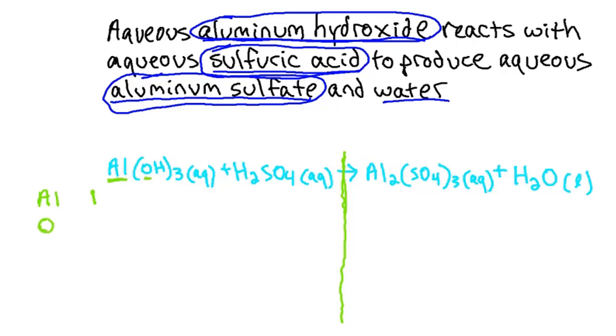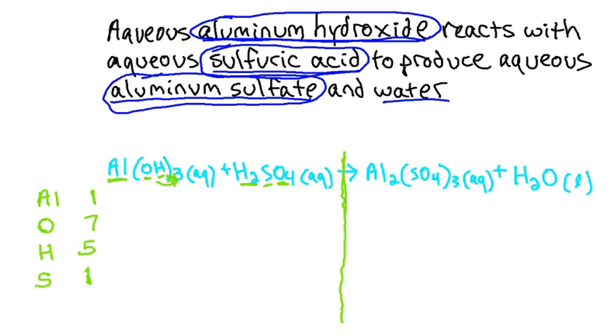And how many oxygens are there in this entire left-hand side of the green line? So there's 3 oxygens here, and then there's another 4 oxygens here. So that's going to be 7 oxygens. Then we're going to put down the H for hydrogen, and there's 3 hydrogens here, and then there's 2 hydrogens here, so that's 5. Then we're going to put down the S for sulfur. So how many sulfurs are there? There's just 1 sulfur on this side.